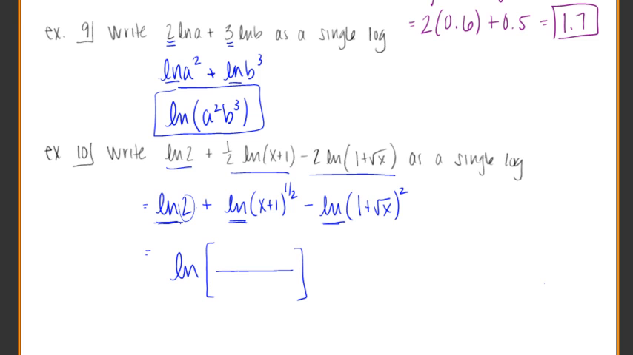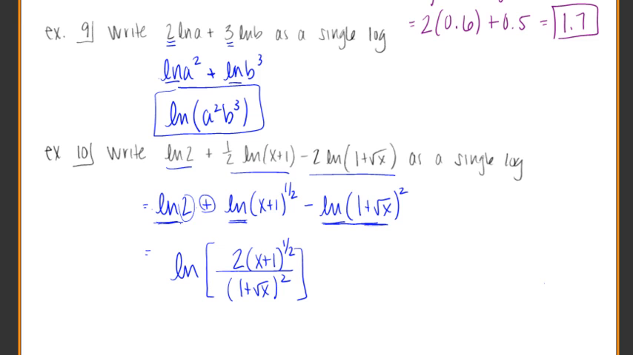So the natural log of 2, it was positive out front, so the 2 is going to go to the top. The second term right here, it was positive. So what I'm taking the natural log of is going to go to the top, and you just keep multiplying it in. Now this third one, because it's negative, what you're taking the natural log of back here is going to go to the bottom. So 1 plus the square root of x, all of that squared.